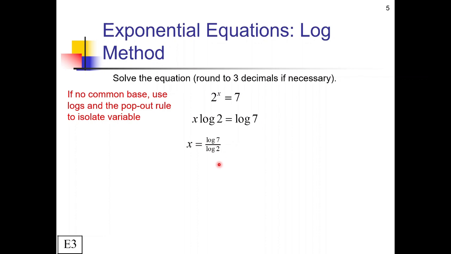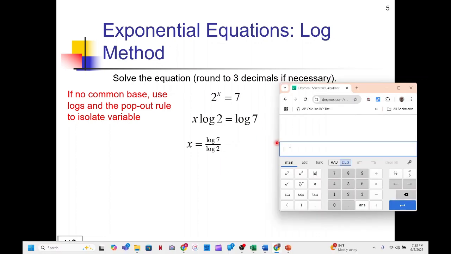to 3 decimals. So plugging this in my calculator, let me make a fraction here, and then I'll do log of 7 divided by log of 2. And that comes out to about 2.807.